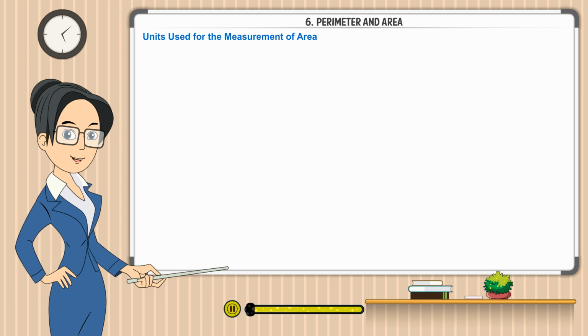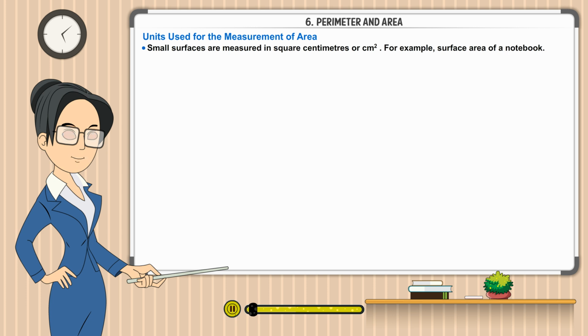Units used for the measurement of area. Small surfaces are measured in square centimeters or centimeter square. For example, surface area of a notebook. Larger surfaces are measured in square meters or meter square.